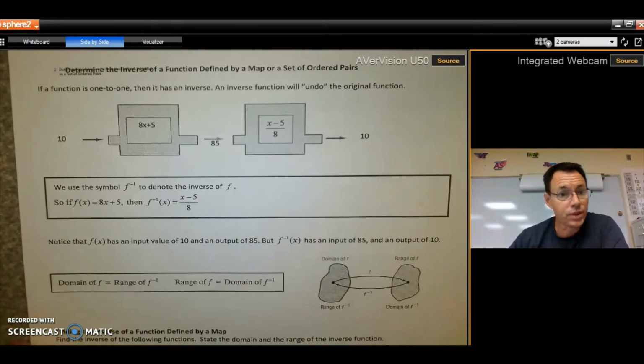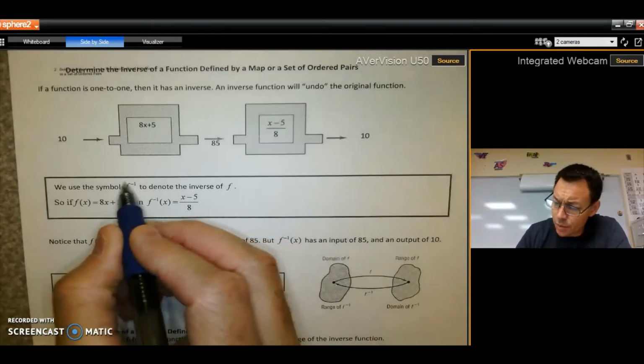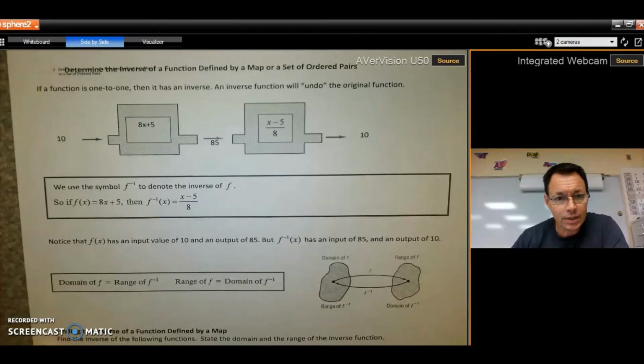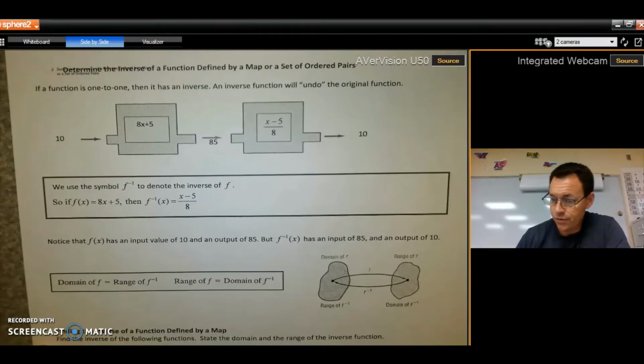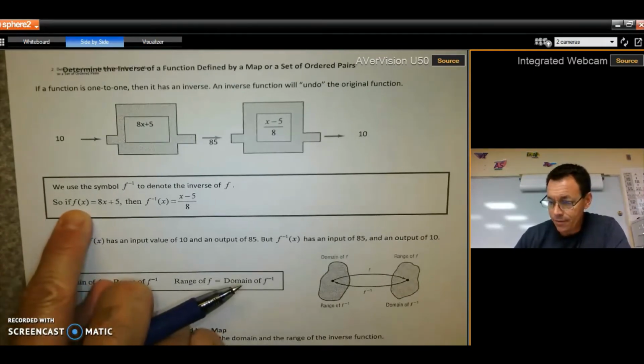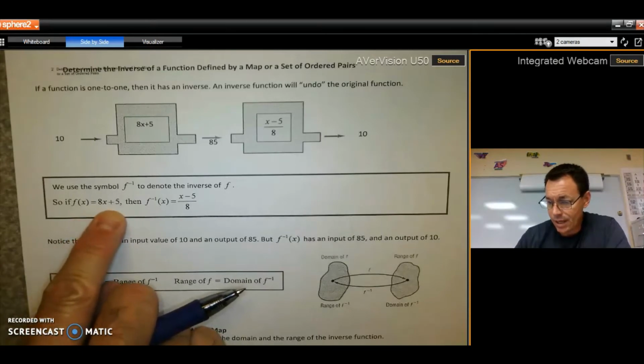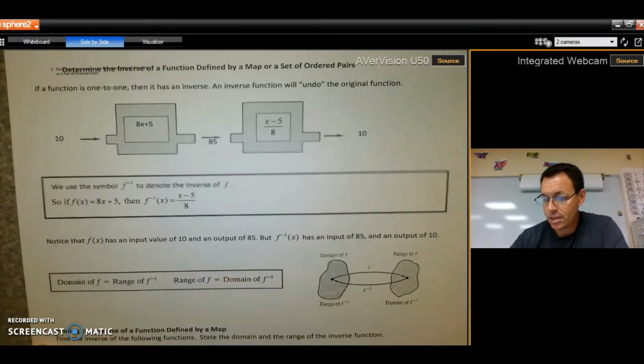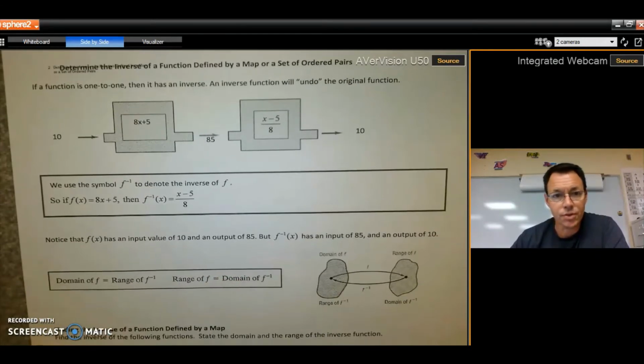Again, they just undo each other. This is the symbol we use. It's f with a little -1 exponent right there. It just means the inverse function. So if f of x is 8x plus 5, then the inverse of f would be x minus 5 divided by 8. Okay, that's inverse.